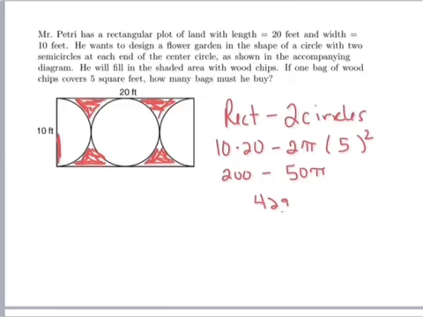square feet. But I can cover 5 square feet with 1 bag of wood chips. So now if I divide that by 5, I get 8.6, but we're assuming we can buy only whole bags of wood chips, so we would need to buy 9 bags.